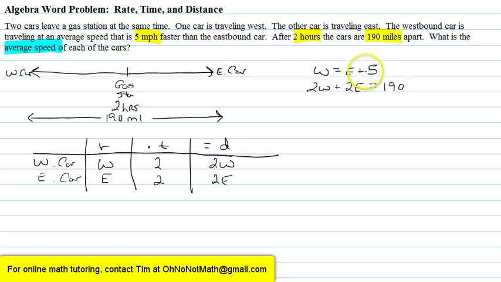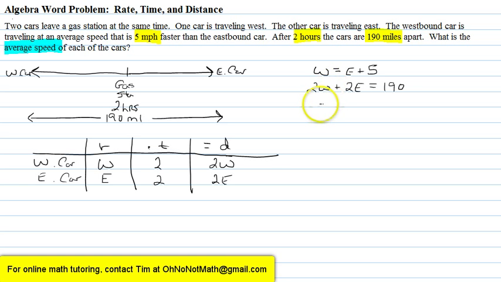W equals E plus 5. So we can just substitute E plus 5 in for W in the second equation and then solve for E. Then we take that value for E and substitute it back into this equation here and get our W.